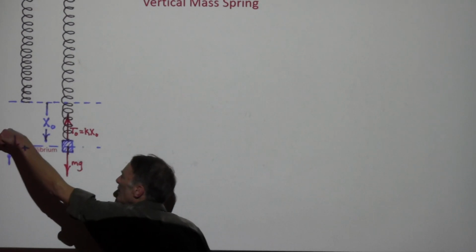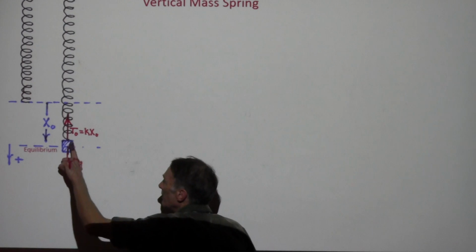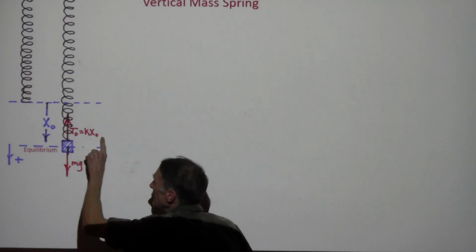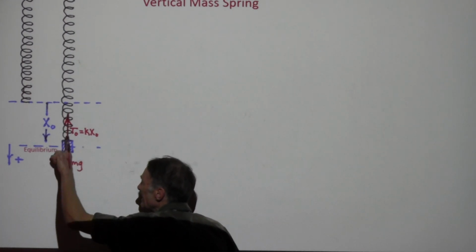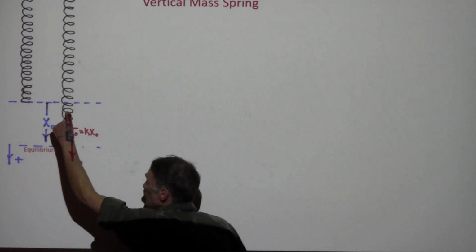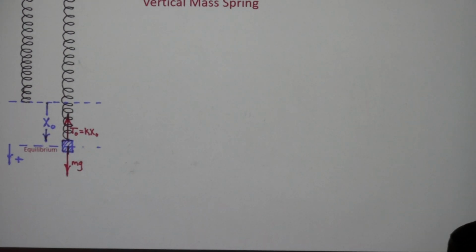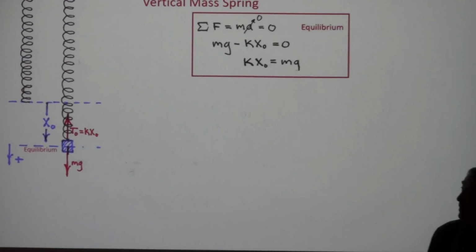In fact, for convenience, I'm going to call down positive. The upward force would be minus kx. I've already indicated it's in that direction, so I don't want to do a double negative here. But essentially, this is just holding the weight of this thing, and it would just be balanced there. These are the equilibrium positions.